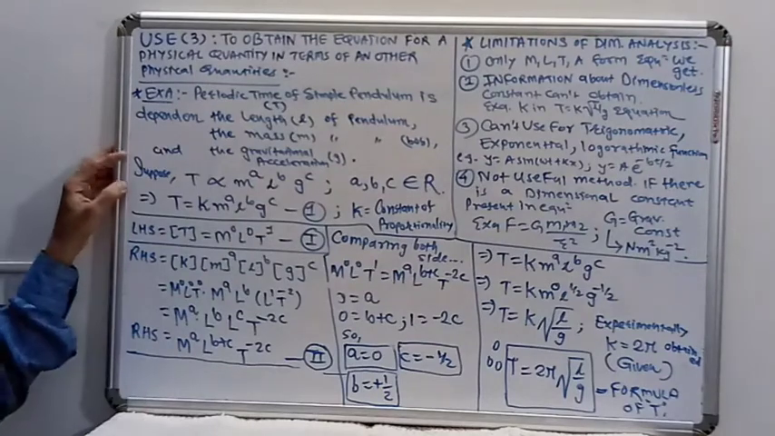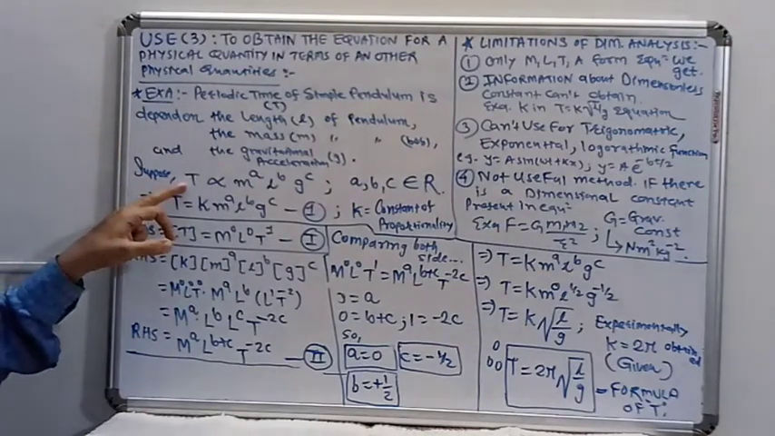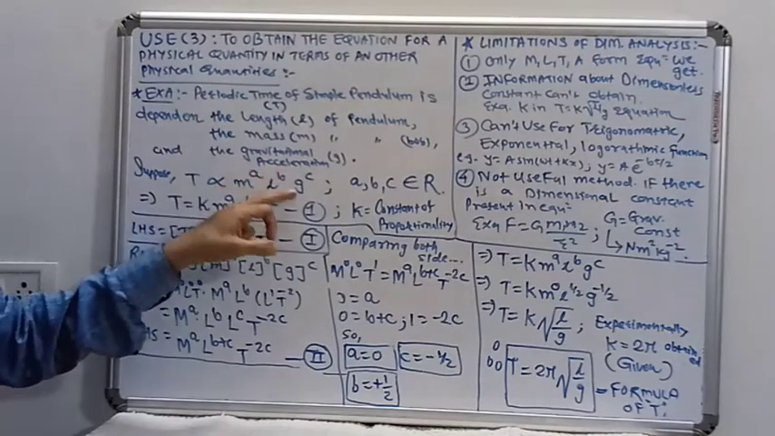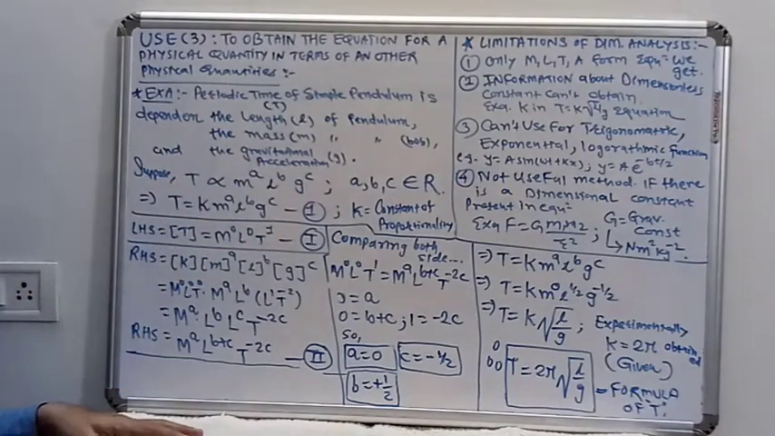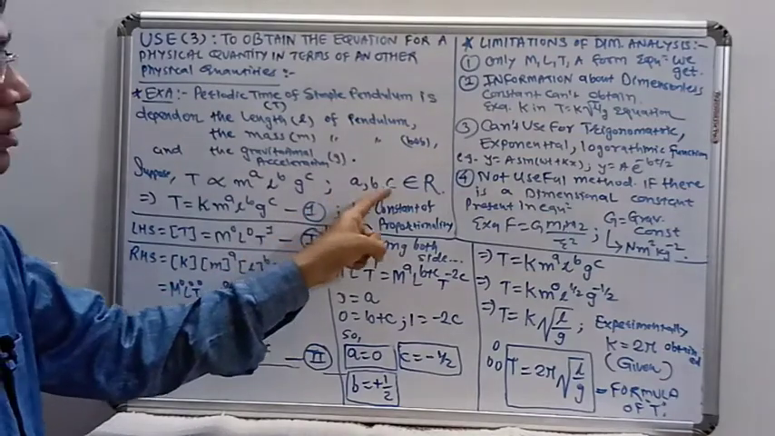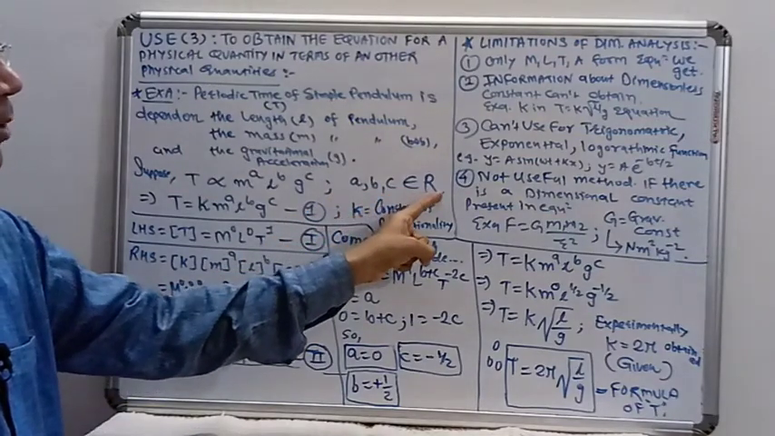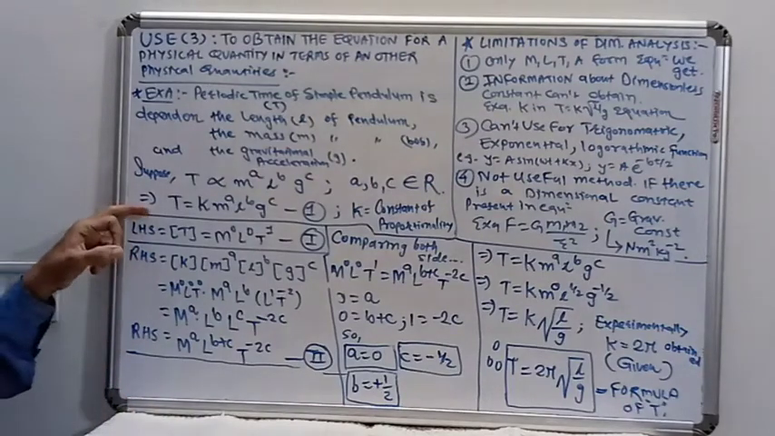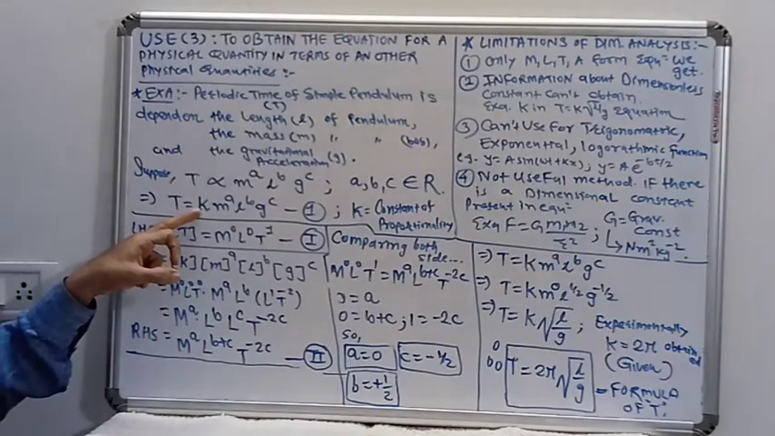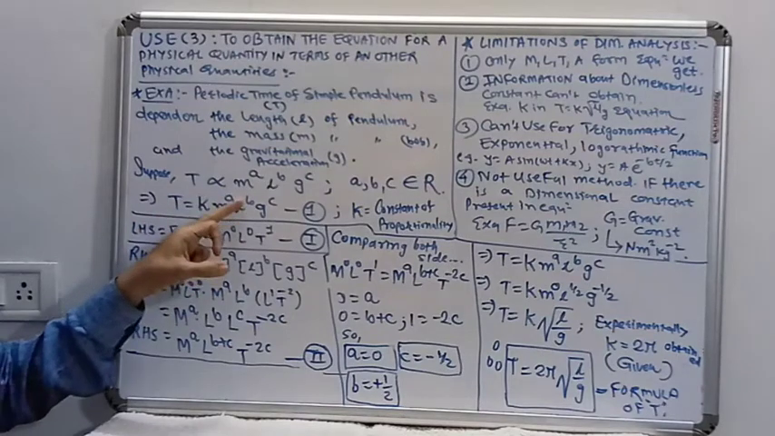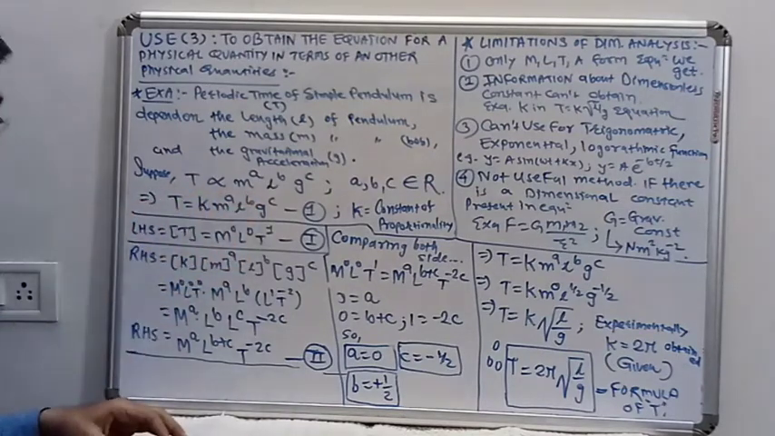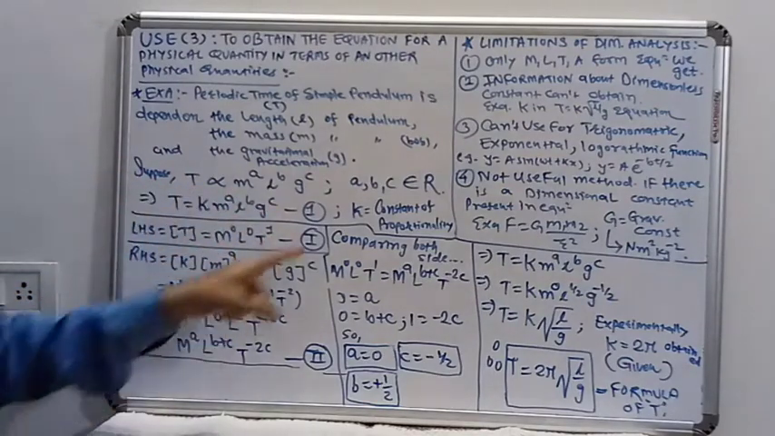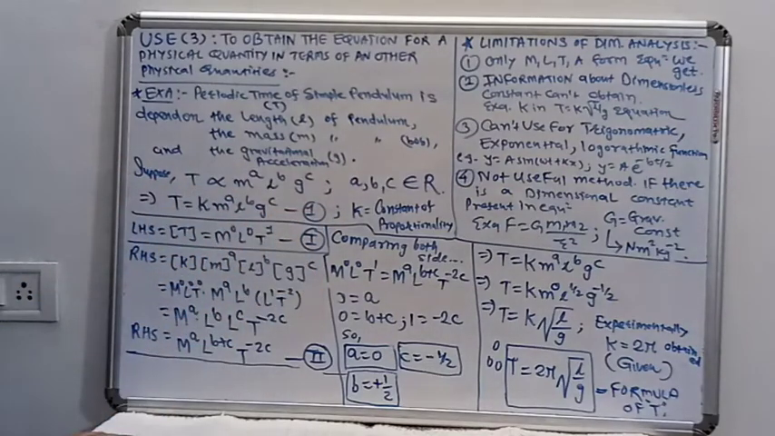So here we can suppose that the periodic time T is proportional to m raised to a, l raised to b, g raised to c. Here a, b, c belong to R, the real numbers. So T is given by the proportionality constant k, m raised to a, l raised to b, g raised to c. So this is the first equation, where k is the constant of proportionality.